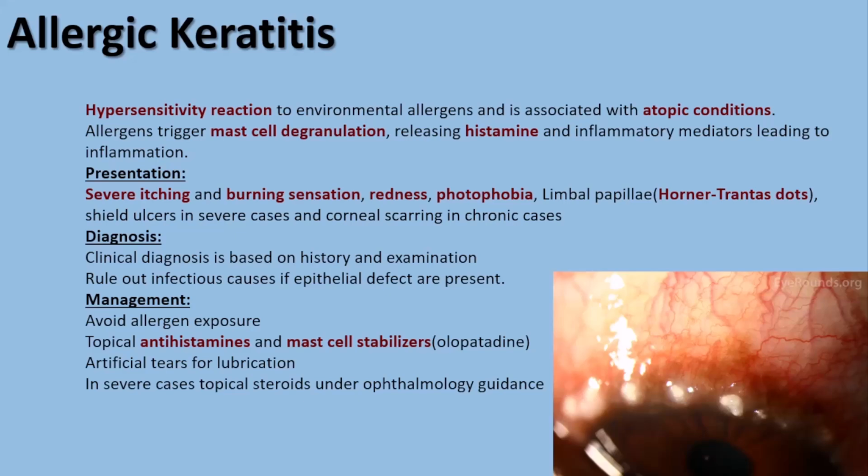Also, in case of allergic keratitis, shield ulcer can happen in severe cases, and we can have corneal scarring in chronic cases. So the diagnosis is based on clinical history and examination, but you have to rule out infectious causes if we have epithelial defects.